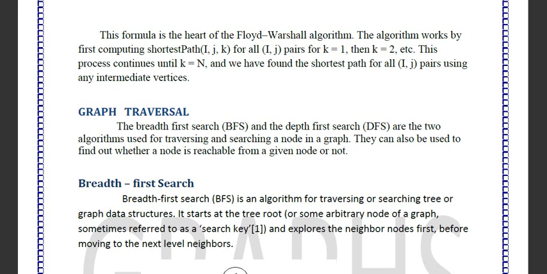Now the important thing is graph traversal. In this section we have two traversals. One is BFS, which is breadth first search, and DFS, which is depth first search.